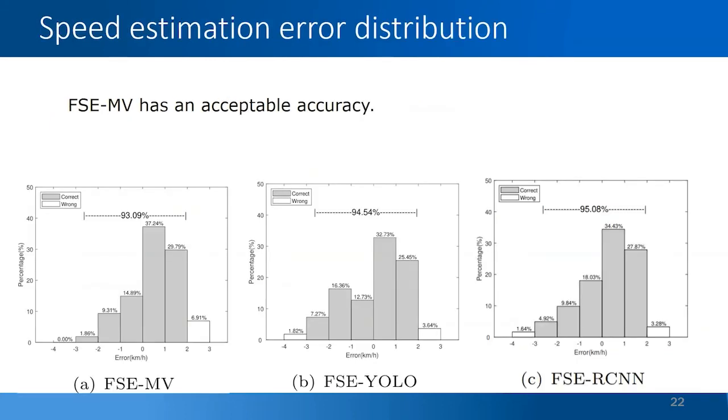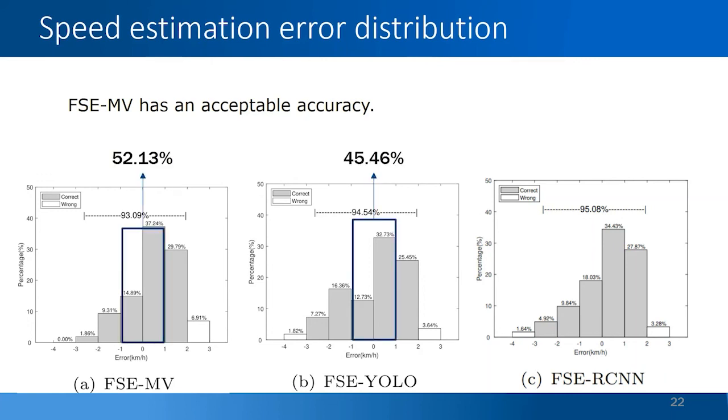This is the speed estimation error distribution. As shown in the picture, FSE-MV achieves an accuracy rate of 93%. Also, it is not as good as YOLO or Fast R-CNN. In the small error interval -1 to 1, FSE-MV reached 52%. It is above YOLO and close to Fast R-CNN. So FSE-MV has acceptable accuracy.